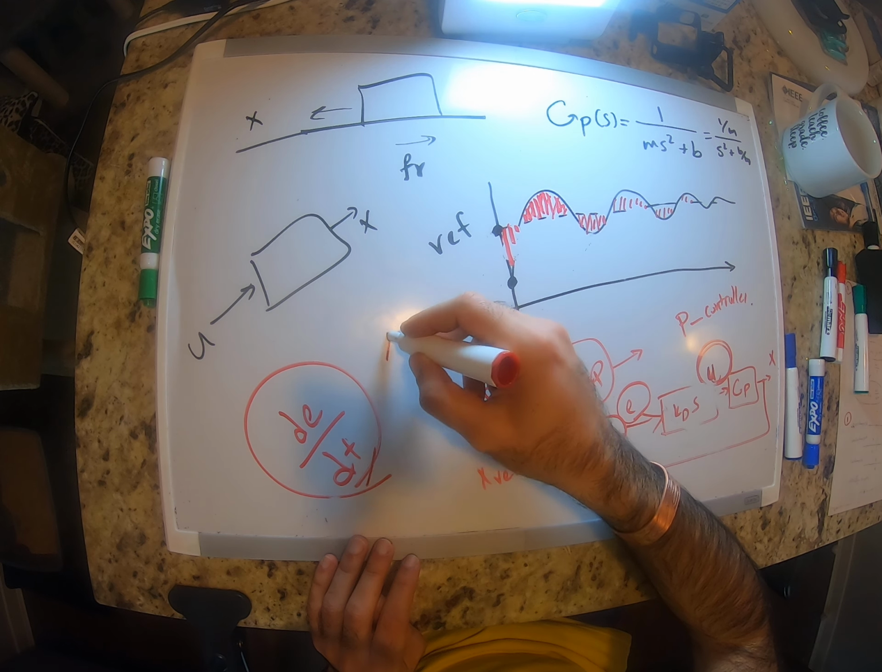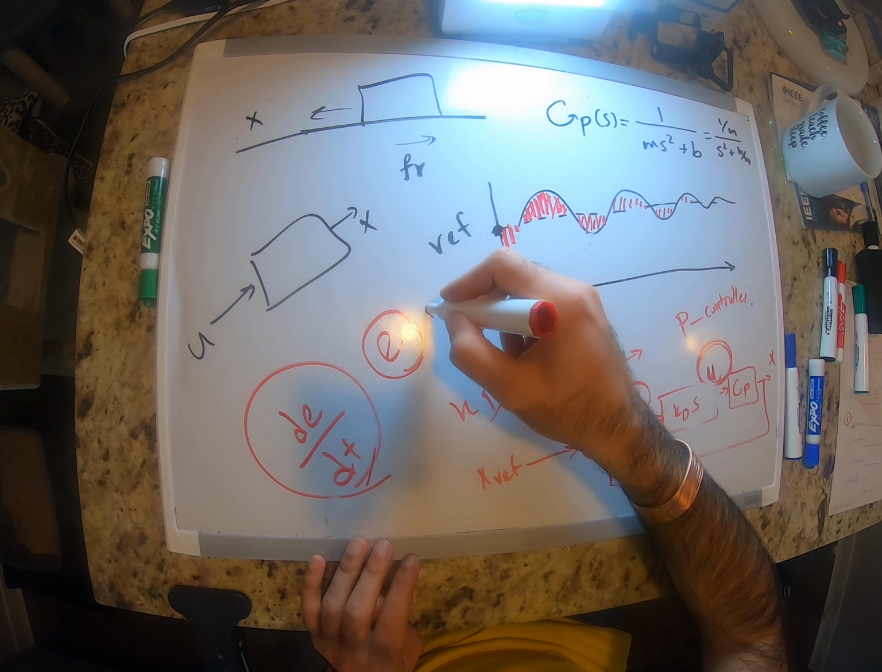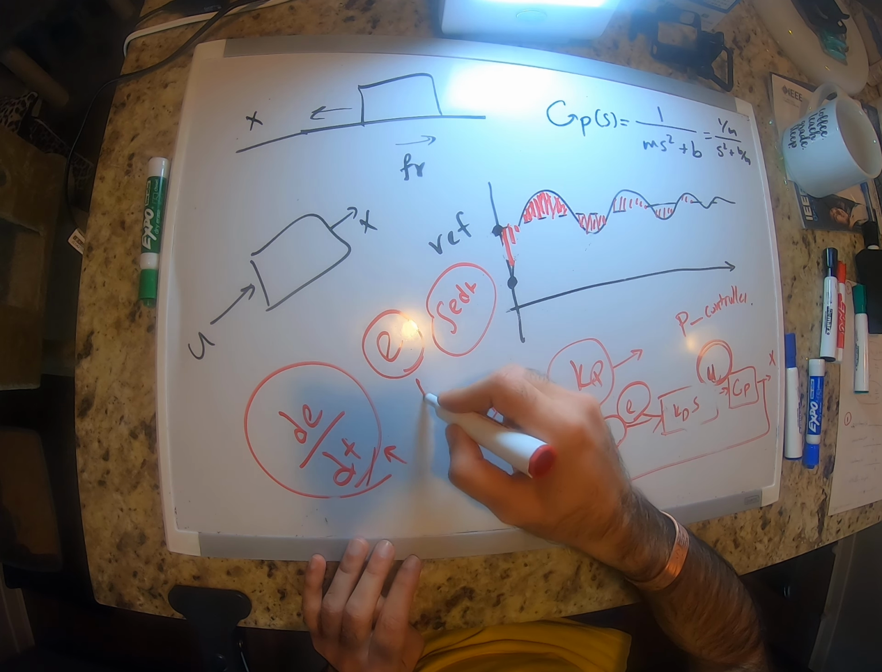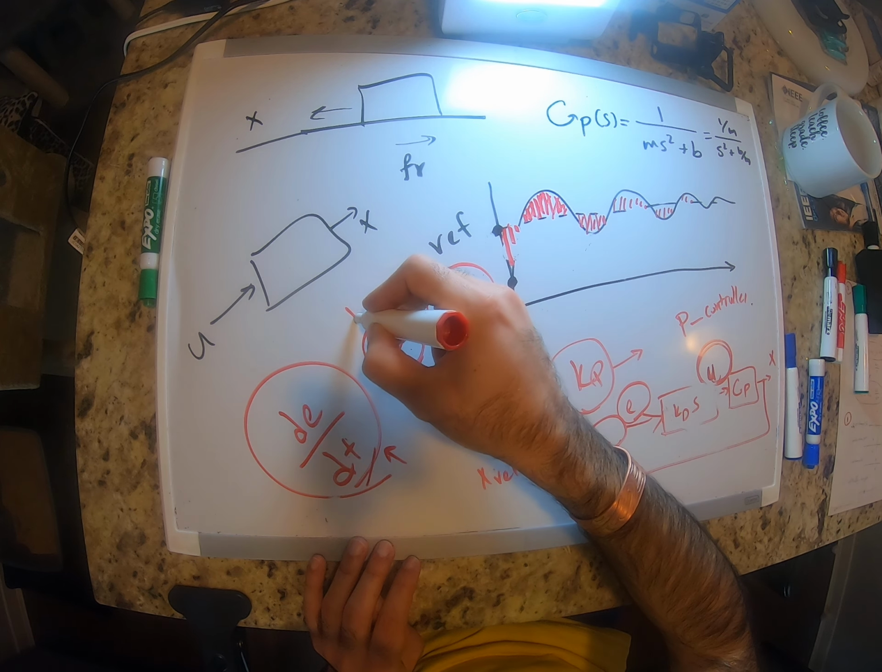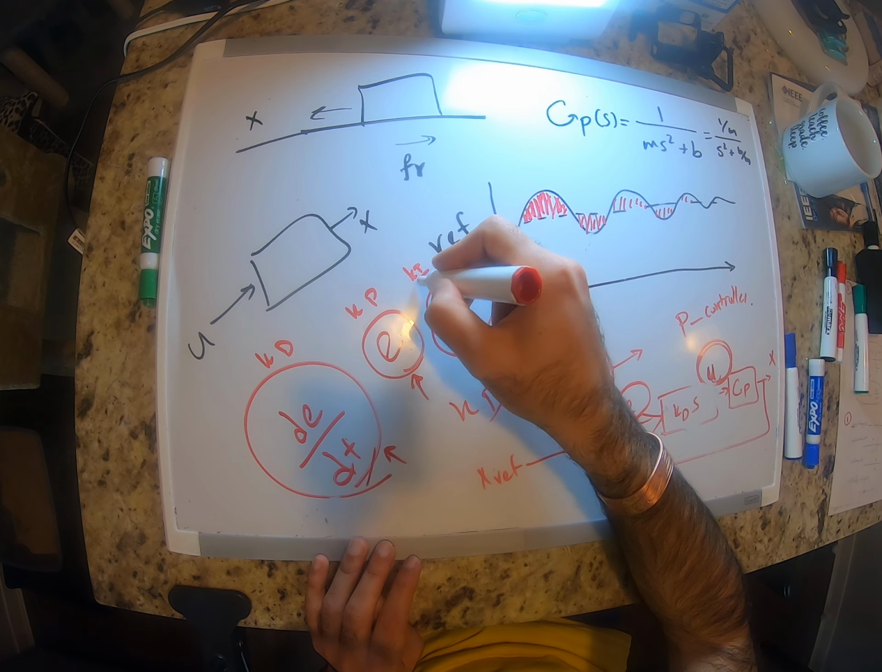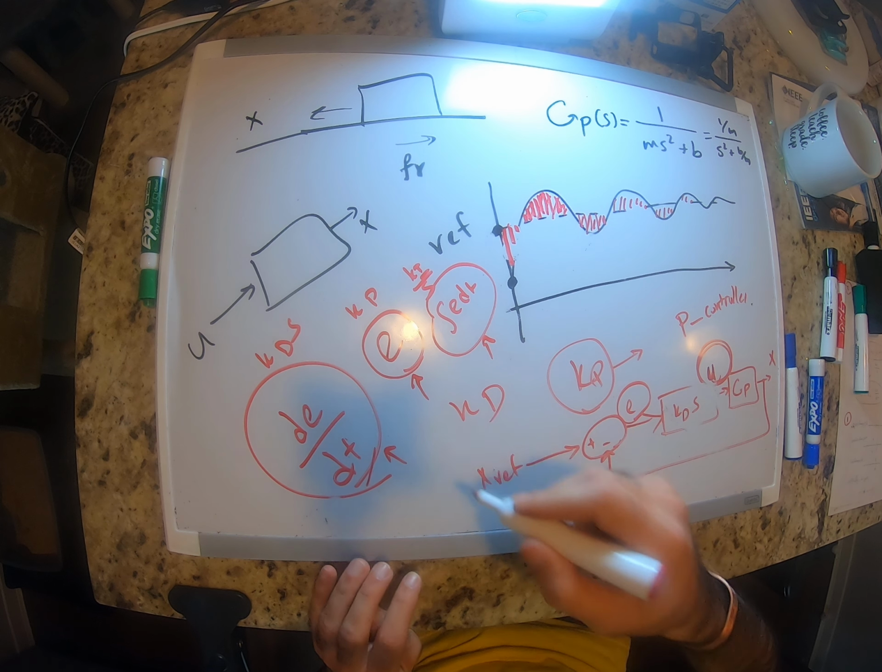One would look at the absolute value of the error. One of them looks at the integral of the error over time. One of them looks at the rate of change of the error. So this is Kp, this is Kd, this is Ki. Let me just write this: Ki over S, Kd times this.